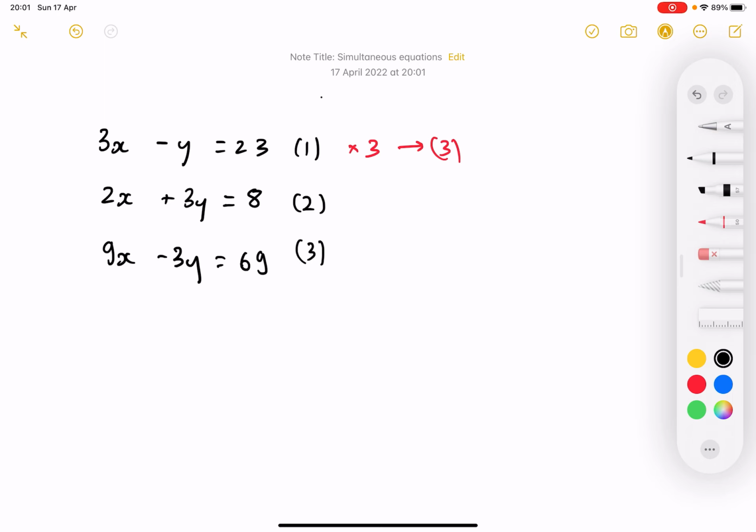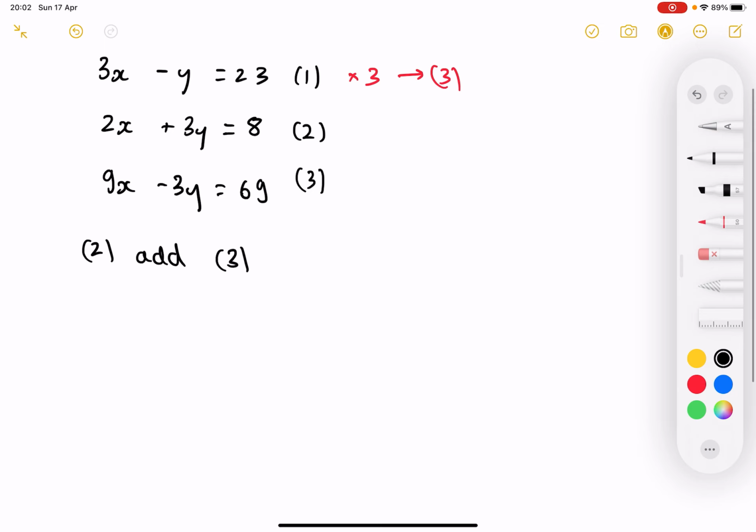Okay, now it doesn't matter how we cancel, but because the y's have opposite signs, it means we're going to have to just add them. So we're going to do equation 2 add equation 3. Okay, so what does that mean? We get 2x plus 9x, which is 11x. The y's cancel, and we get 69 plus 8, which is 77.